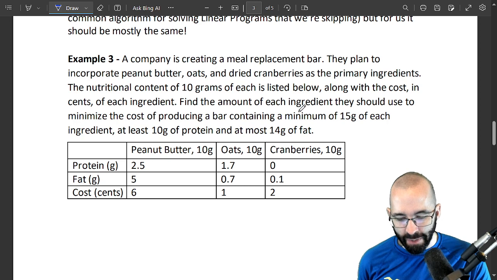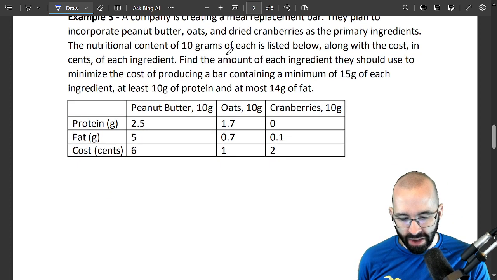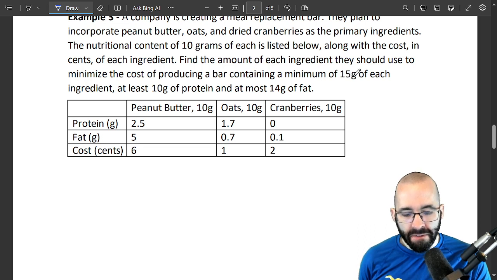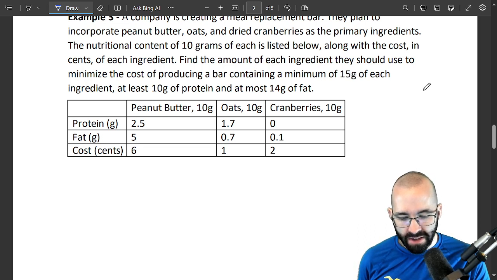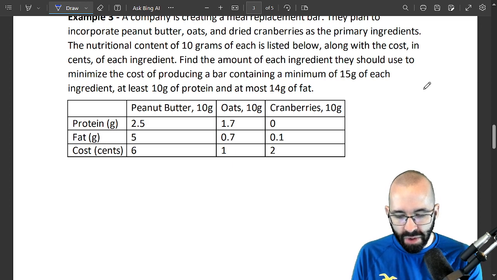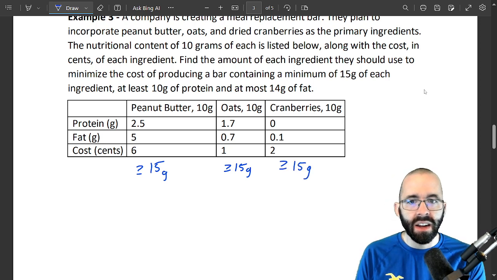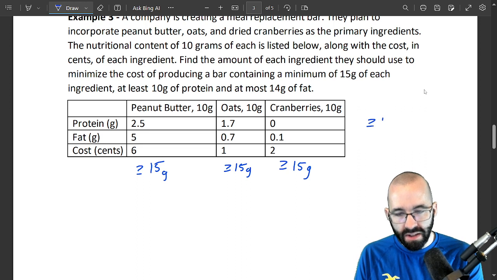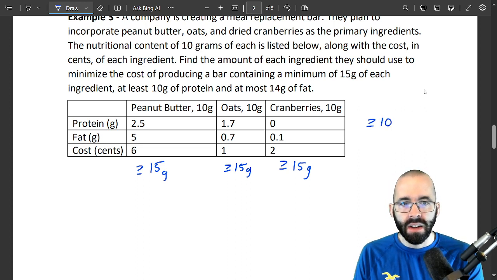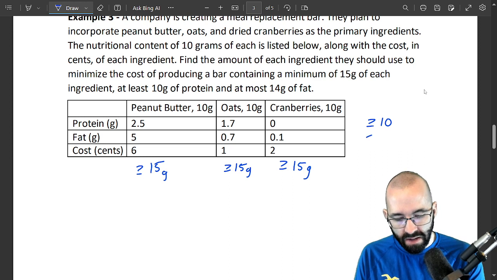All right. So we want to minimize the cost. Oh, wait, hold on. Minimize the cost containing a minimum of 15 grams of each ingredient. Oh, okay. So each one of these has to be at least 15 of each ingredient. I don't know how I want to write that yet. I'm just going to write that down somewhere. And at least 10 grams of protein. At most, 14 grams of fat. All right.